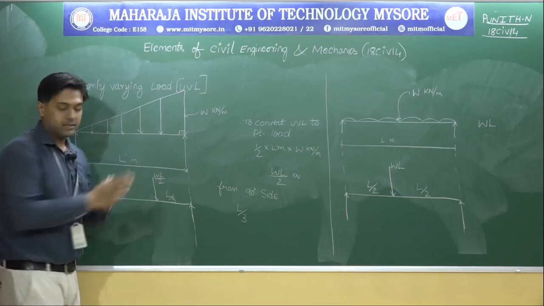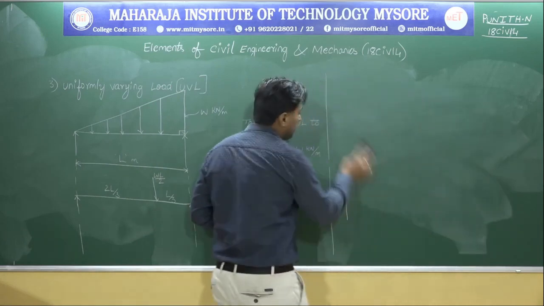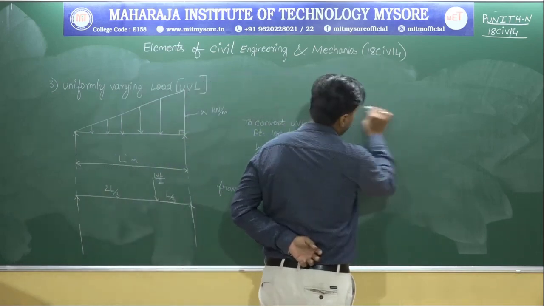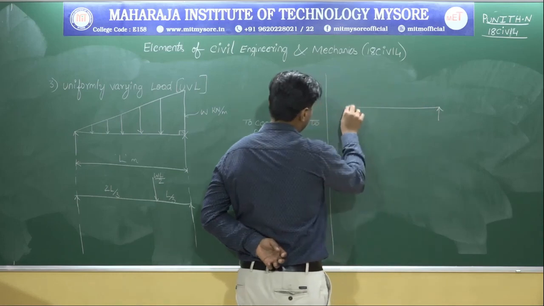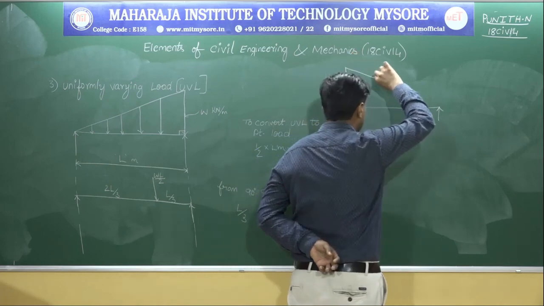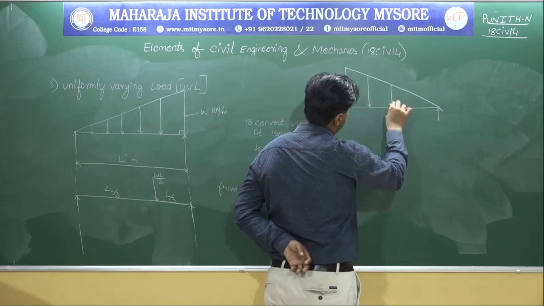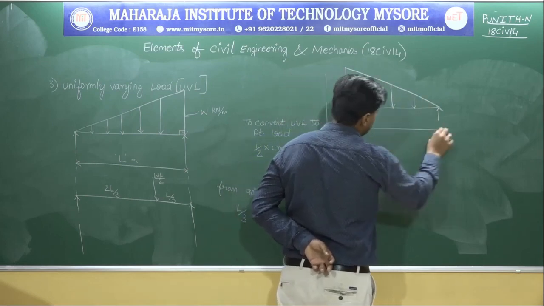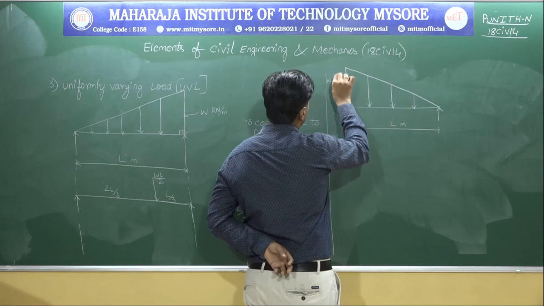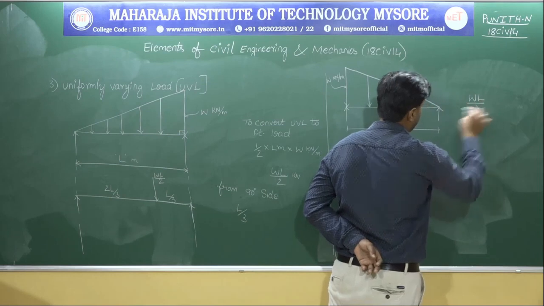So the same UVL, if they give it in another pattern, observe what will happen. Let me think that they have given a beam. Instead, I will take the UVL higher at this particular junction. The span is the same, L meter, so the load is also the same, W kilonewton per meter. How to convert it? Half into base into height. Final formula is WL by 2.